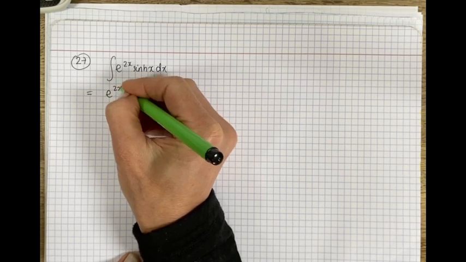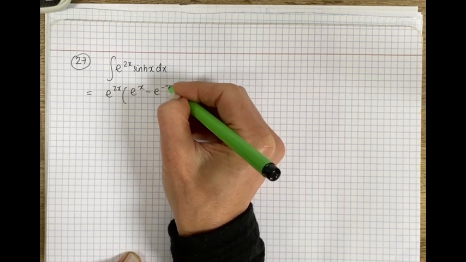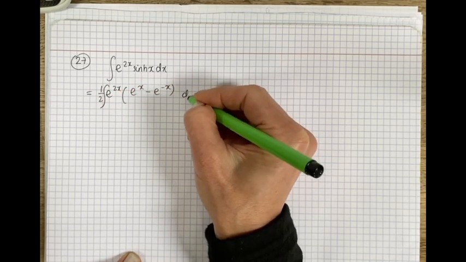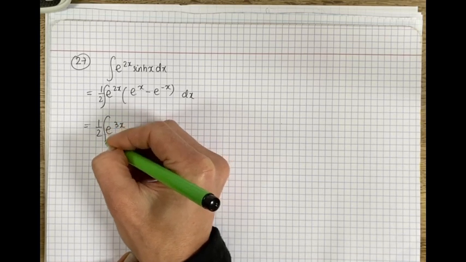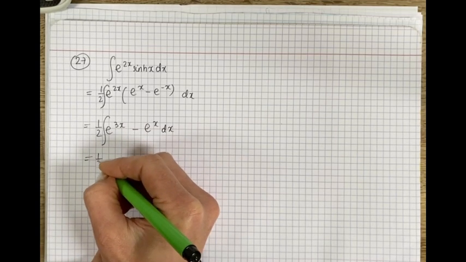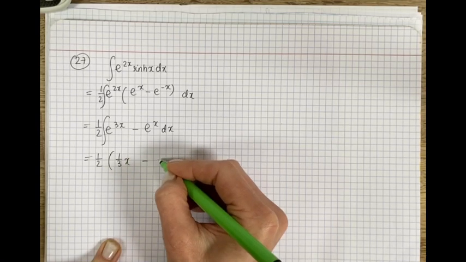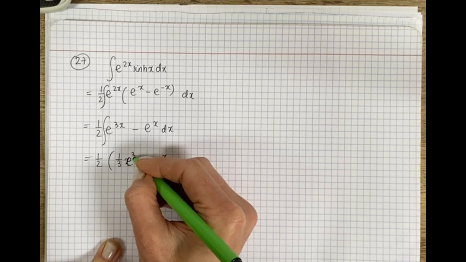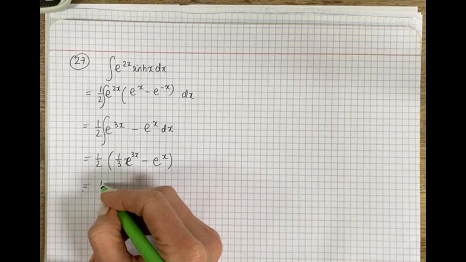So e to the power of 2x, and replace your sinh with e to the power of x minus e to the power of minus x. It will be over 2, so I'll bring that half out. So it's a half, e to the power of 3x minus e to the power of x dx. Let's do the integration. So this one will go to 1/3, and this one will go to itself. What, 1/3 of e to the power of 3x, not x. Okay, so let's just factorize that third out to become 1/6.